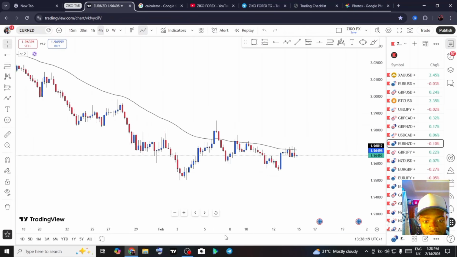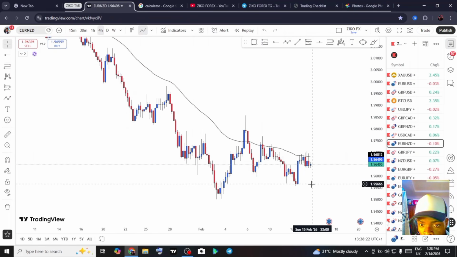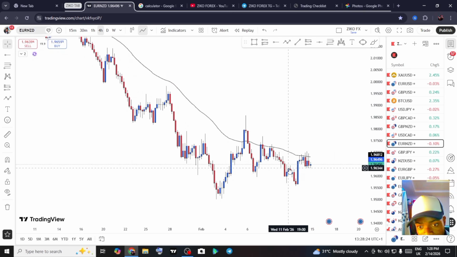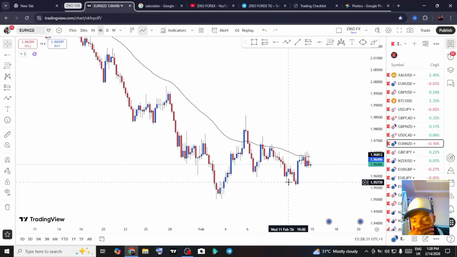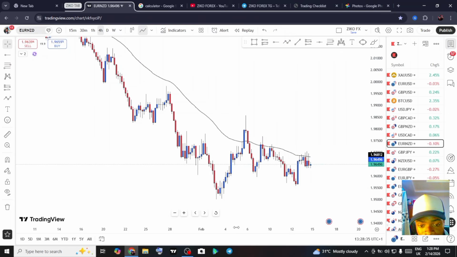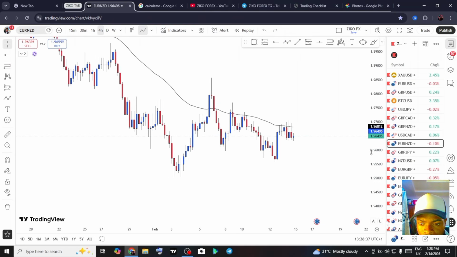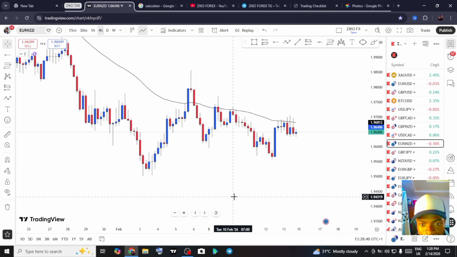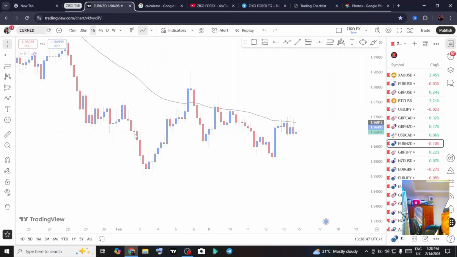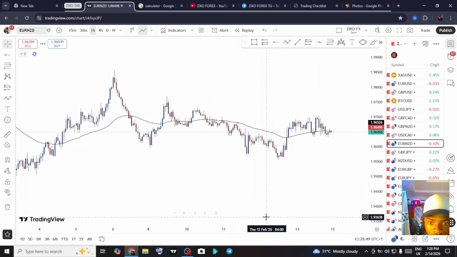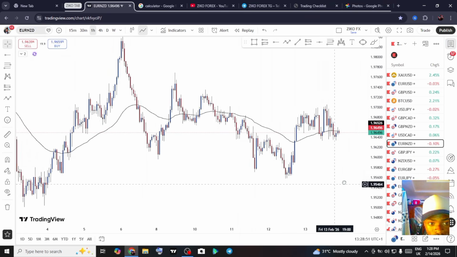Now 4-hour time frame is now bullish, right? 4-hour time frame is now bullish. Hmm. 4-hour time frame is bullish right now. I genuinely cannot see what to do on this market, to be honest. I genuinely cannot find what to do on this market.